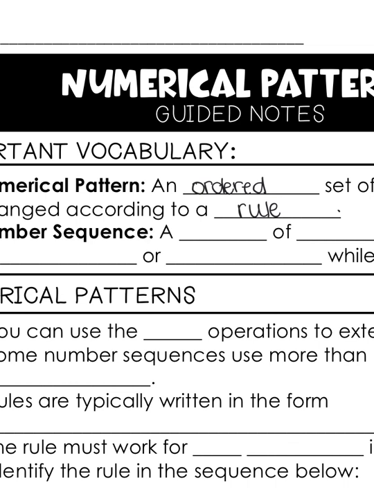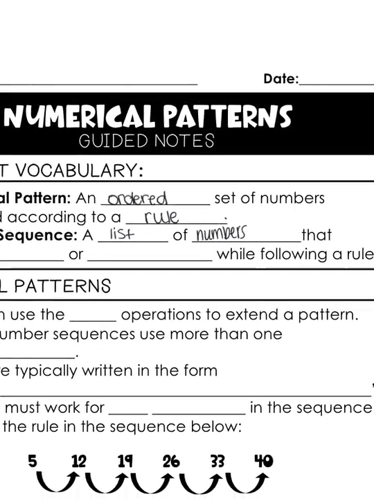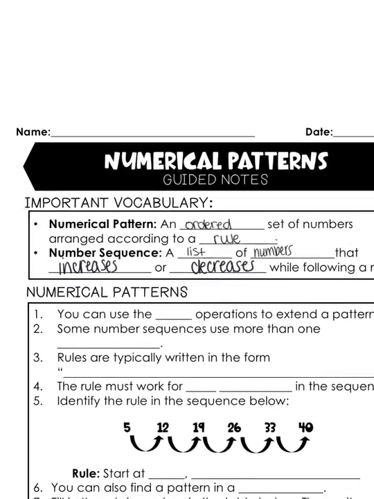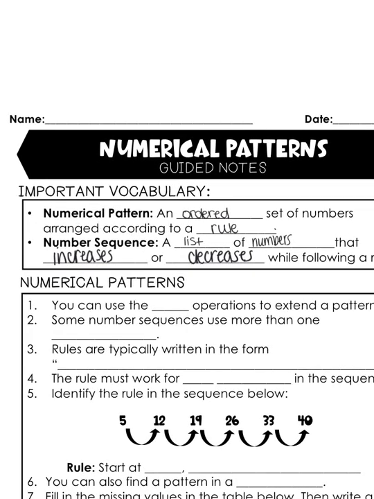And then a number sequence is a list of numbers that increases or decreases while following a rule. So the number pattern basically is showing you, okay, this is the rule, and then the number sequence is that list of numbers that does follow the rule, and it either increases or decreases because of that rule.